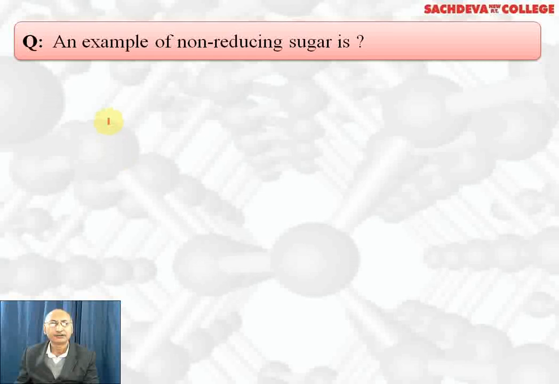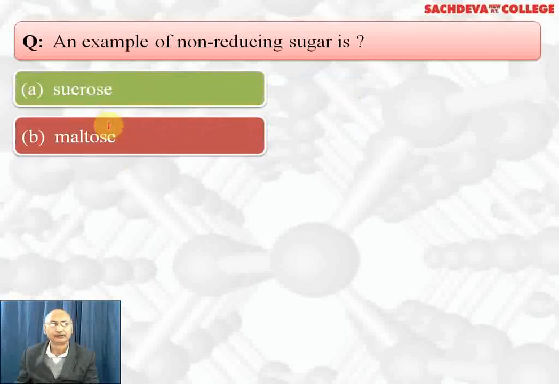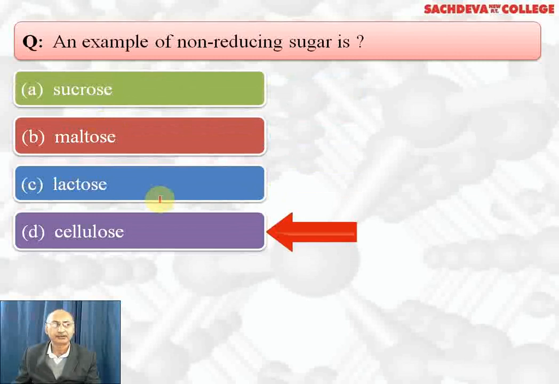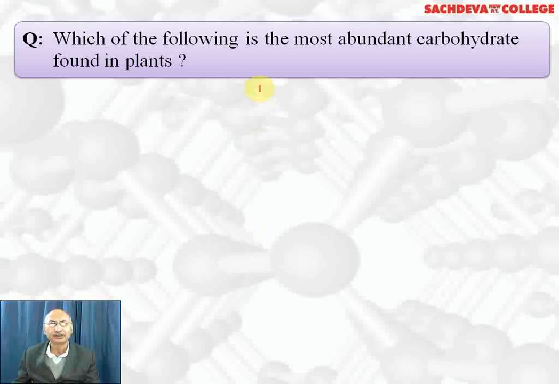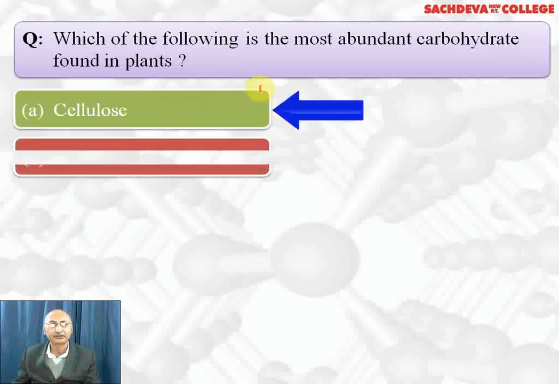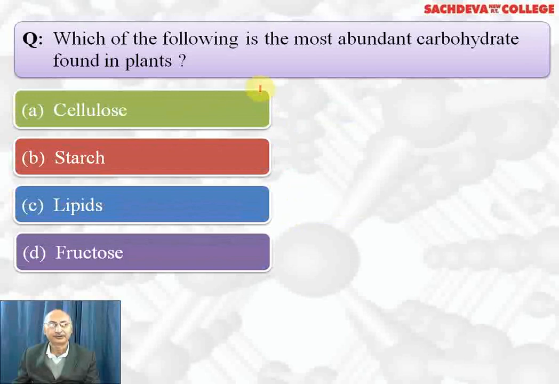An example of non-reducing sugar is sucrose, maltose, lactose and cellulose. Correct answer is A part. Sucrose is a non-reducing sugar. It means it does not react with Fehling solution and does not give brick red precipitate. Reducing sugars form brick red precipitate with Fehling solution and may also form silver mirror with Tollens reagent. They are called reducing sugars. Which of the following is the most abundant carbohydrate found in plants? Cellulose, starch, lipids, fructose. Correct answer is cellulose, the most abundant carbohydrate in plants.